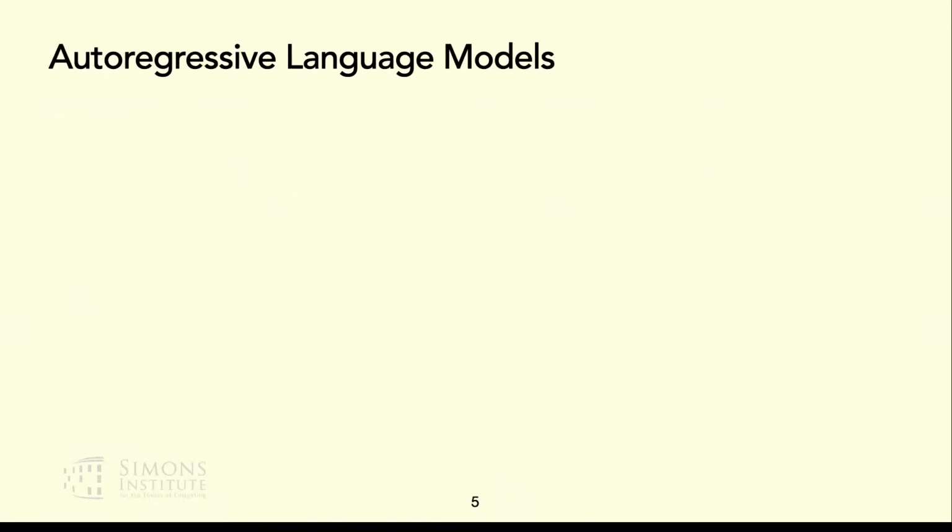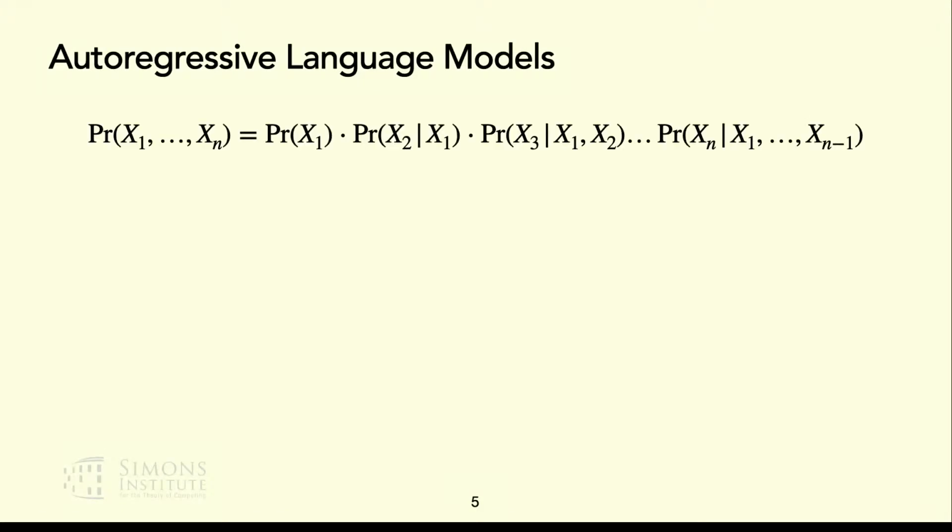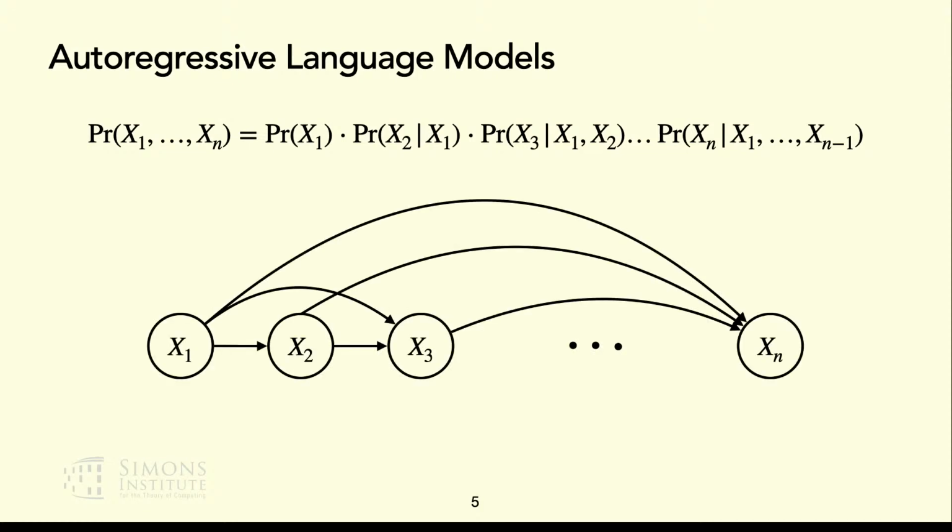Okay, so what about the architecture of our model? Well, the most popular ones, like GPT, are autoregressive models. By the chain rule of probability, we can decompose our joint distribution this way. Represented as a graphical model, for each random variable we have arrows going from all the previous random variables.